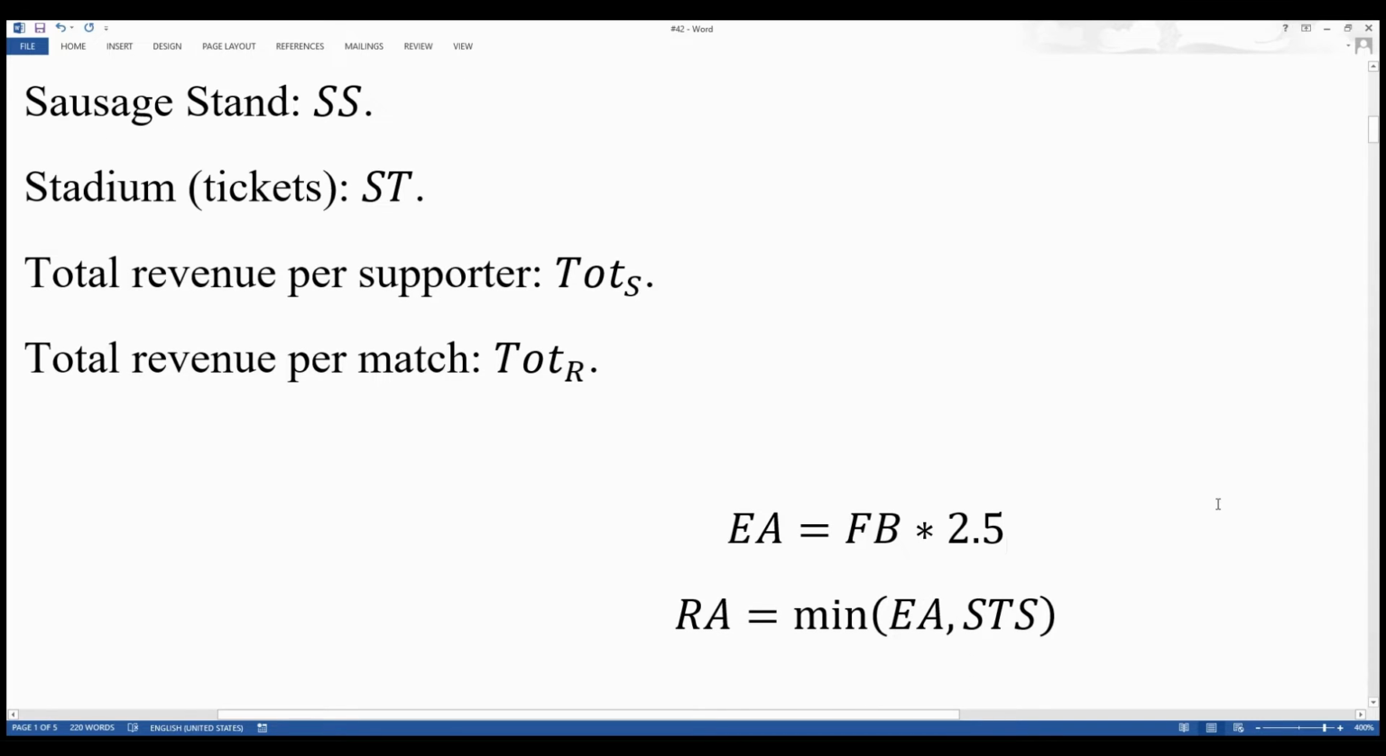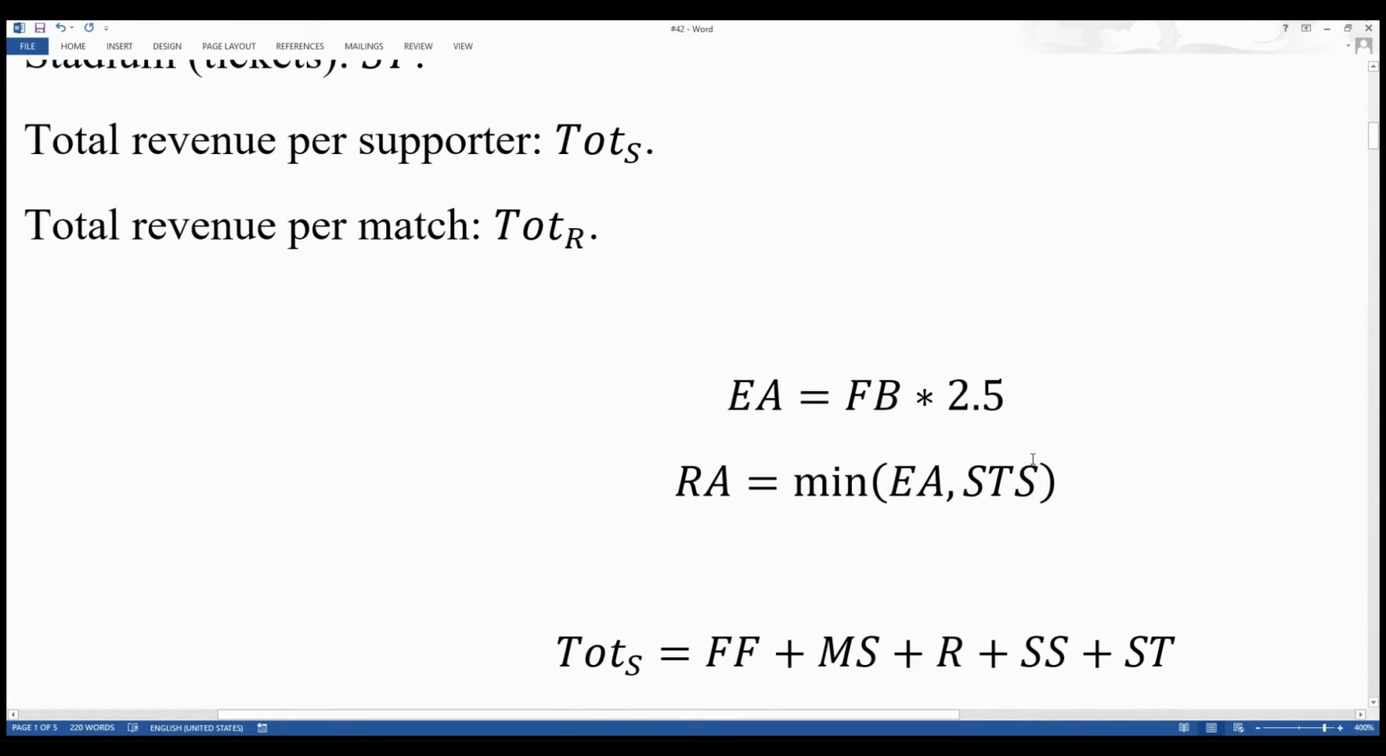Then we have the real attendance, which will be the minimum between the expected attendance and your stadium size. Because imagine that your expected attendance is 12,000 people, but your stadium has only 10,000 seats. Naturally, we cannot fit more than 10,000 people. Then your real attendance for the match will be 10,000 people at most. This is why I have this variable, real attendance. Then there are these other two that I presented here.